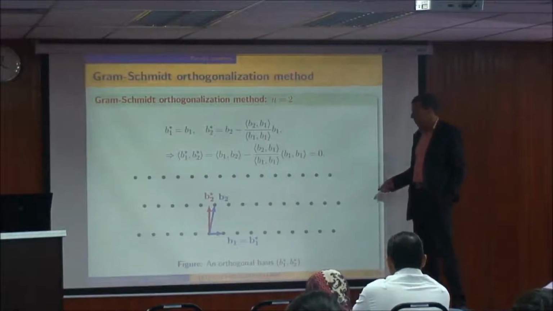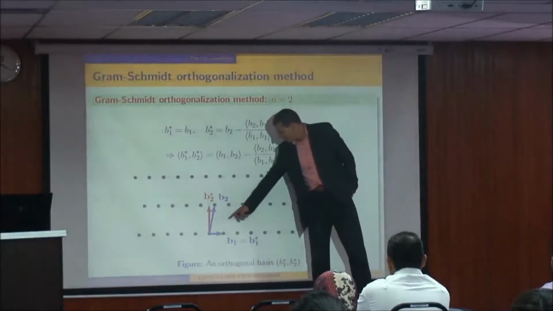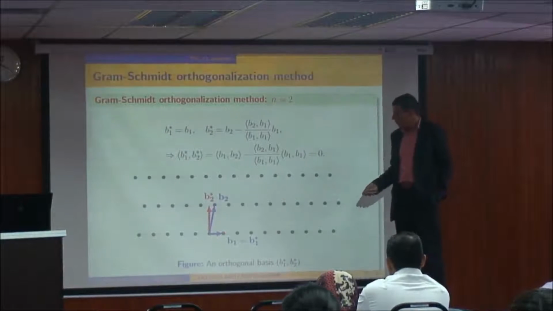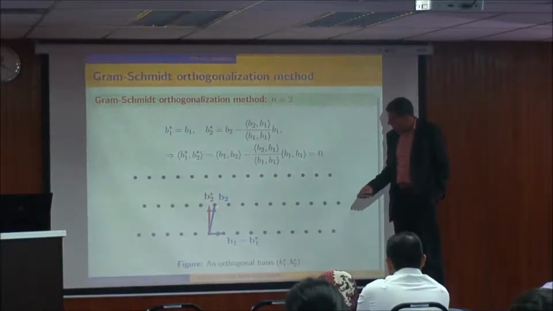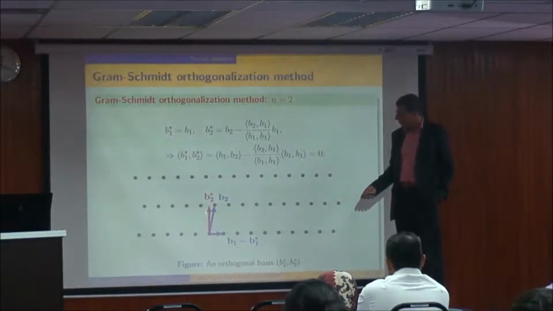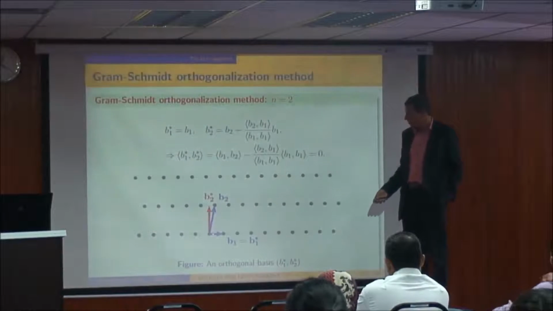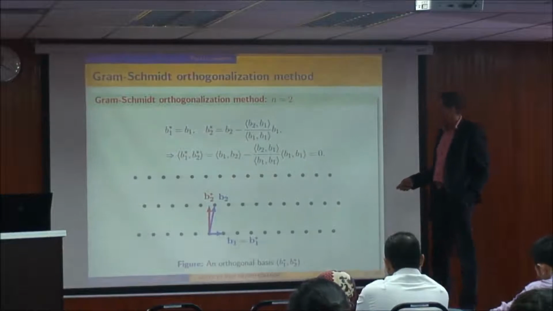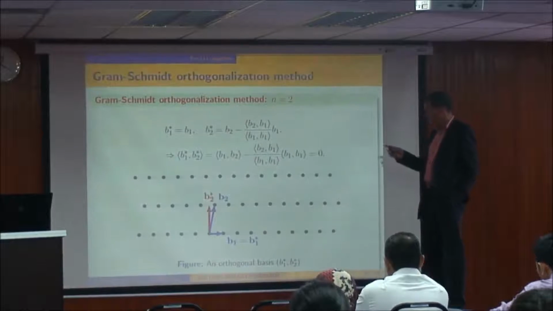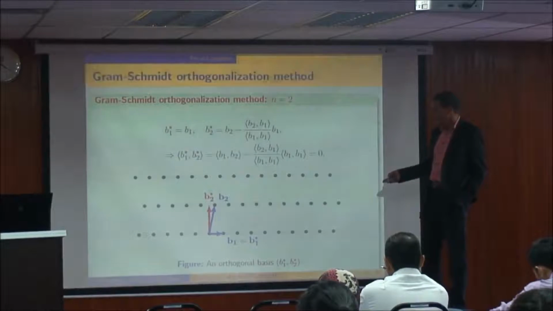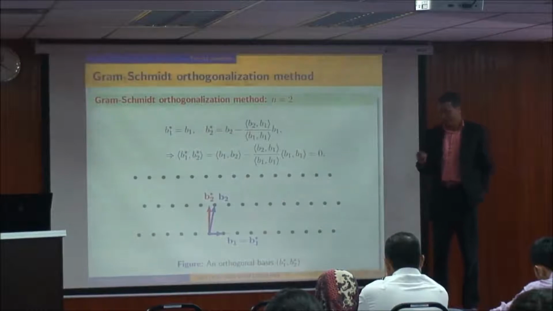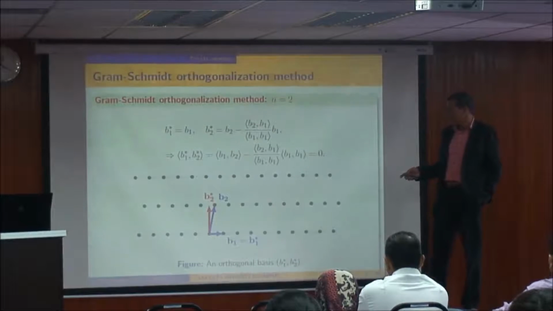But can you see that here B1 and B2 is a basis for the lattice? It means that B1 and B2 end at the black points, but B1 star and B2 star are not in the lattice. So the basis B1 star and B2 star is not a basis for the lattice. It's just a basis for the vector space, but not for the lattice. B1 star and B2 star can be used to find the vectors of the lattice.